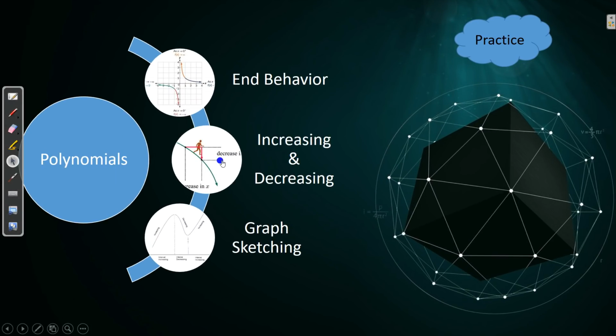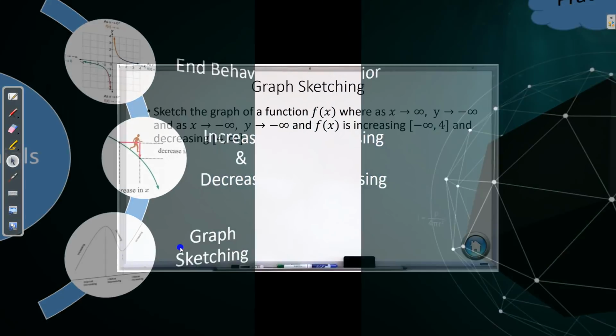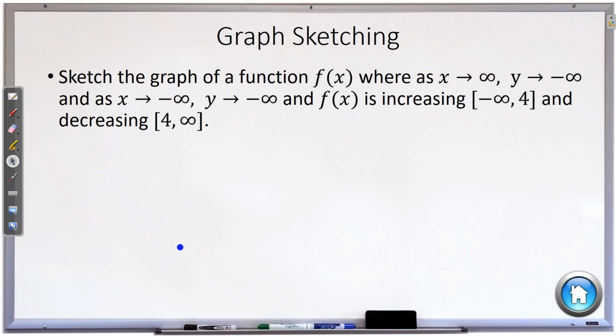So our last topic here is graph sketching. Now that we put all this information together, that tells us a lot about a graph. We should be able to sketch it with that information. So that's what we're going to try to do. So we're going to sketch the graph of a function, f of x, where we have some end behavior. As x goes to infinity, y goes to -infinity. So I'm going to sketch this here.